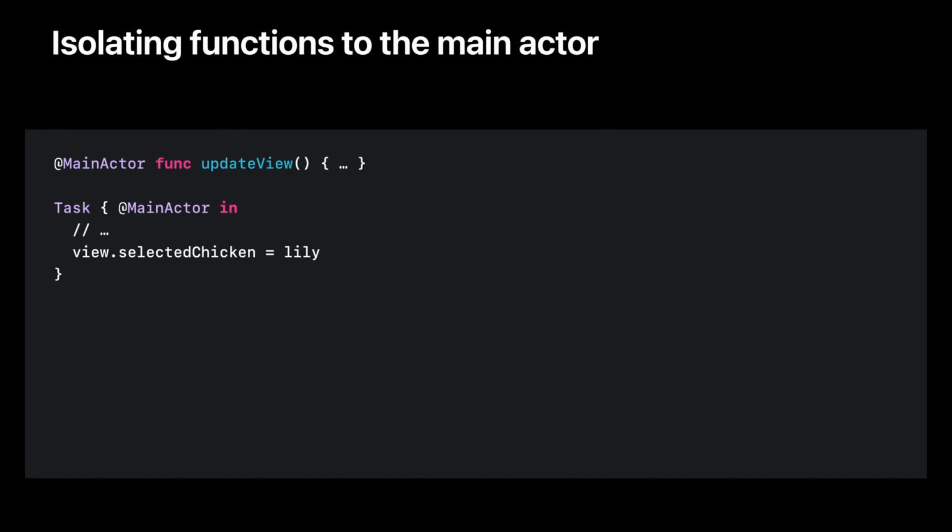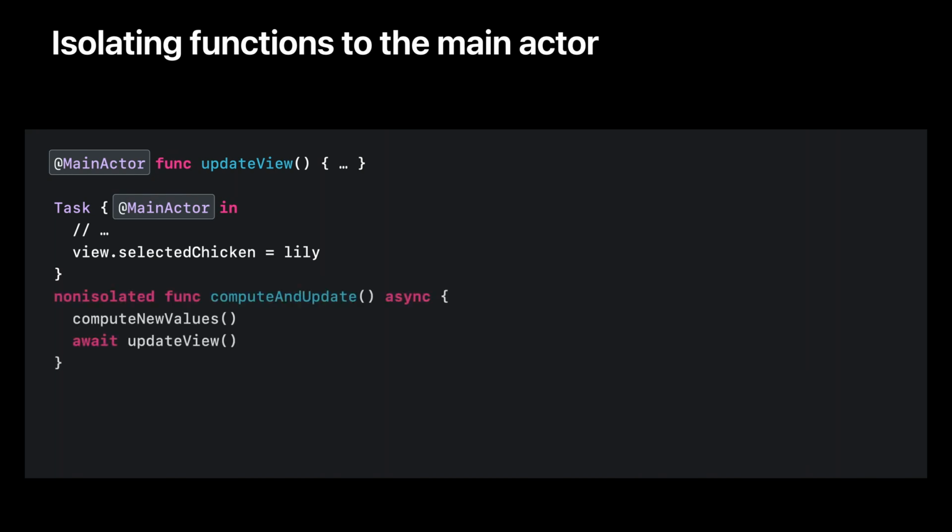Isolation to the main actor is expressed with the main actor attribute. This attribute can be applied to a function or closure to indicate that the code must run on the main actor. Then we say this code is isolated to the main actor. The Swift compiler will guarantee that main actor isolated code will only be executed on the main thread, using the same mechanism that ensures mutually exclusive access to other actors. If one calls update view from a context that isn't isolated to the main actor, it will need to introduce an await to account for the switch over to the main actor.